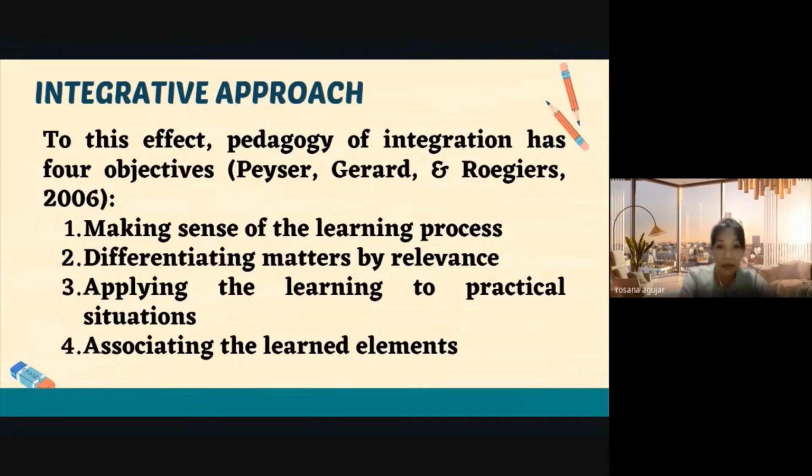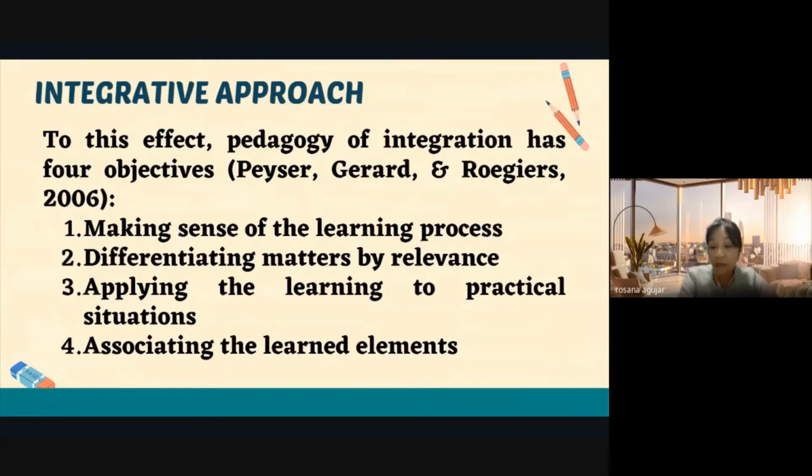To this effect, pedagogy of integration has 4 objectives according to Pacer, Girard, and Rogers 2006. Number 1, making sense of the learning process. 2, differentiating matters by relevance. 3, applying the learning to practical situations. And 4, associating the learned elements.